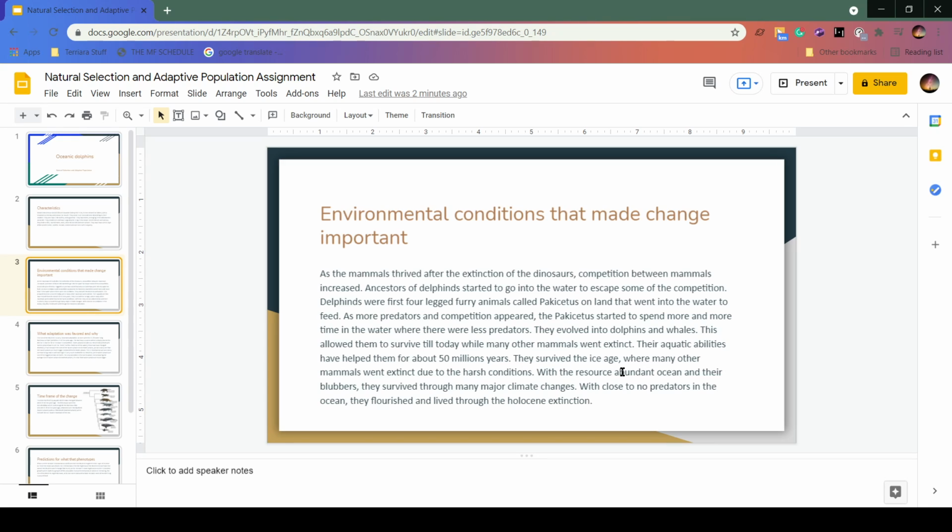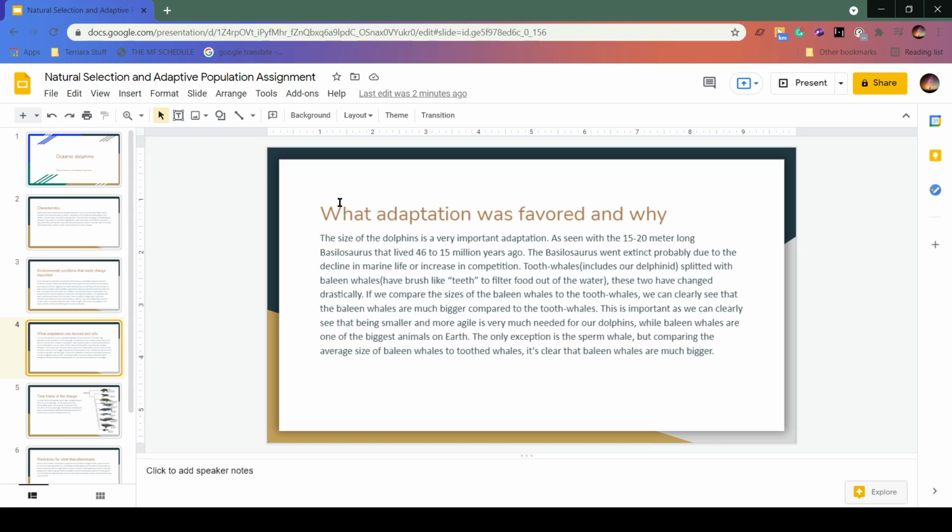They survived the Ice Age, where many other mammals went extinct due to harsh conditions, with an abundant ocean and blubber. They survived through many major climate changes. With close to no predators in the water, they flourished and lived through the Holocene extinction. What adaptation was favored and why?